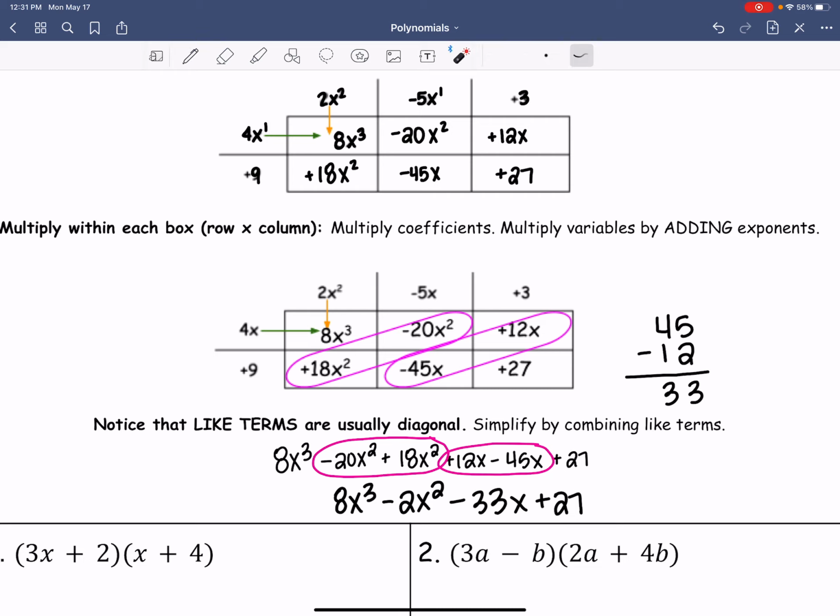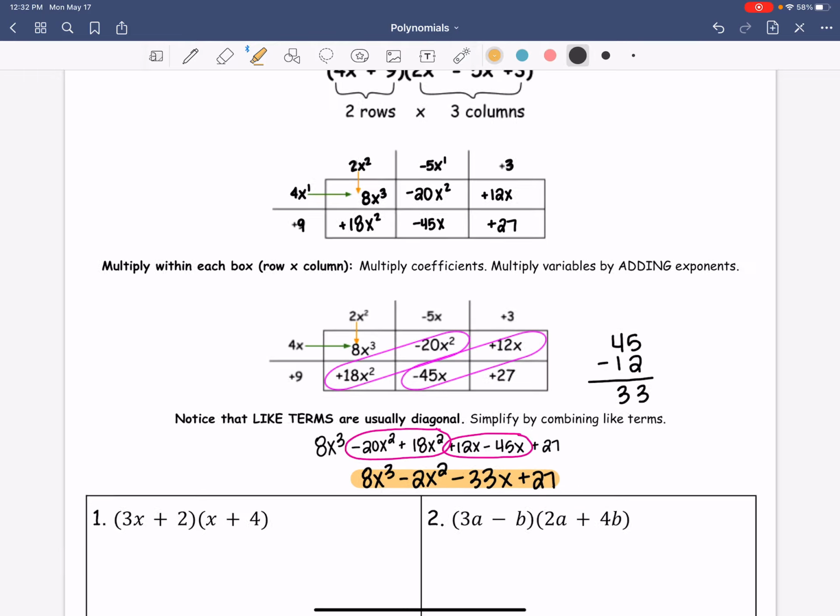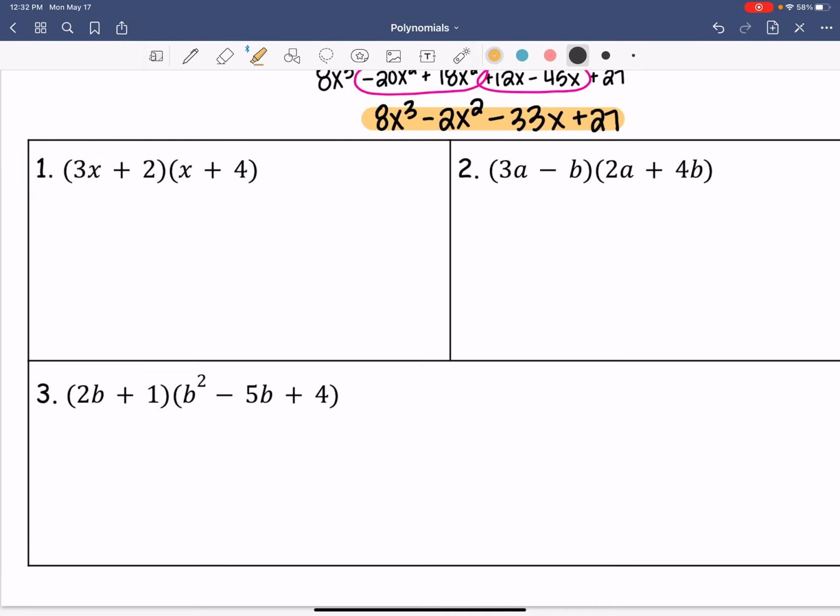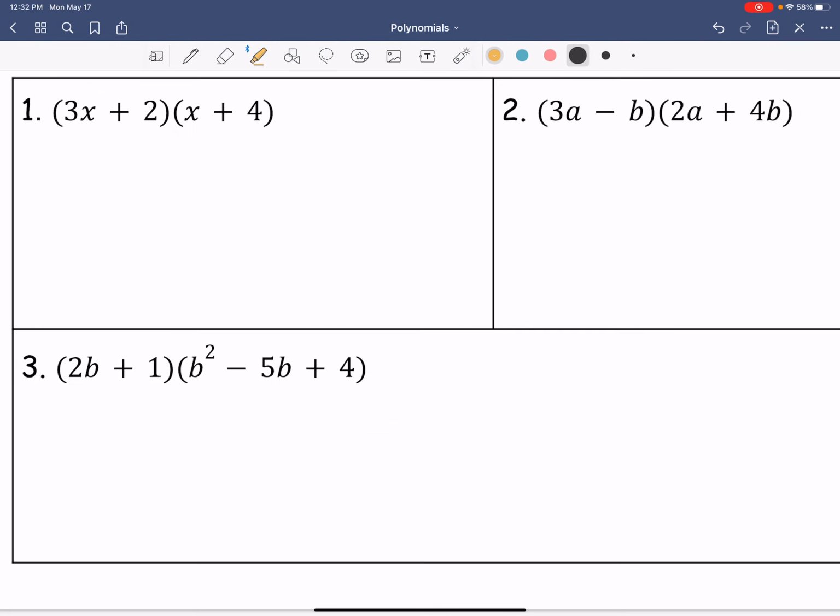So now you can see I've combined all my like terms. I have an x to the third, I have an x to the second, I have just an x, and then my plain coefficient, that old constant number, goes on the end. So that is our final answer. Now let's just do a few more examples.